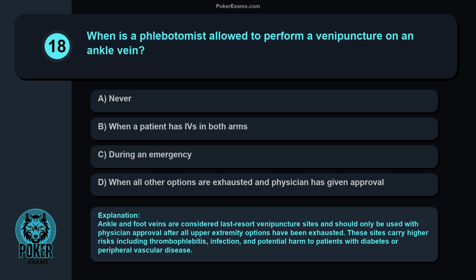Ankle and foot veins are considered last resort venipuncture sites and should only be used with physician approval after all upper extremity options have been exhausted. These sites carry higher risks including thrombophlebitis, infection, and potential harm to patients with diabetes or peripheral vascular disease.